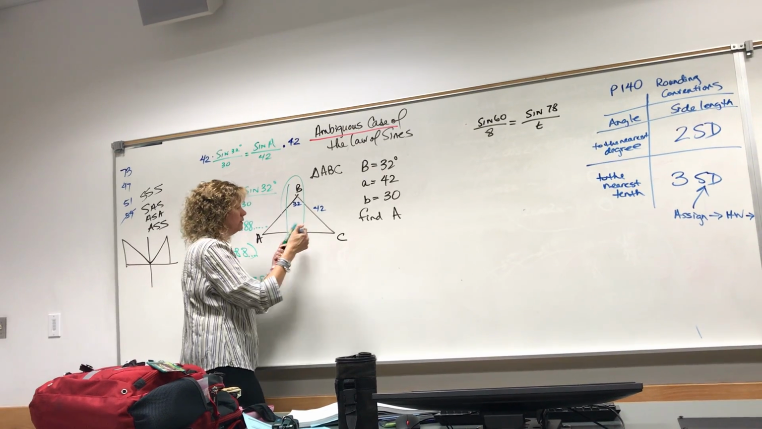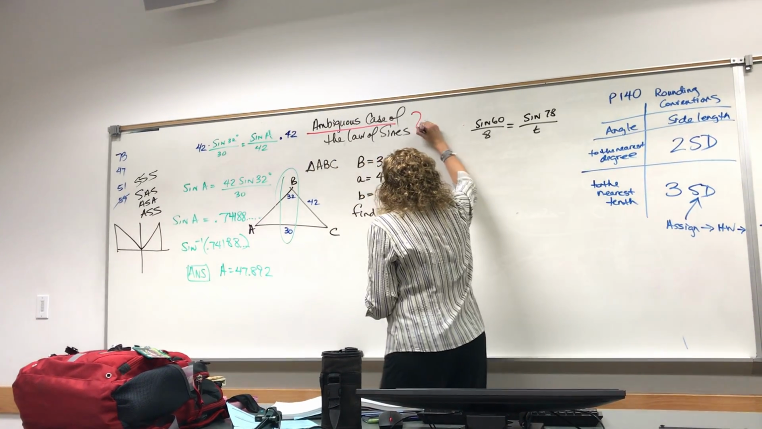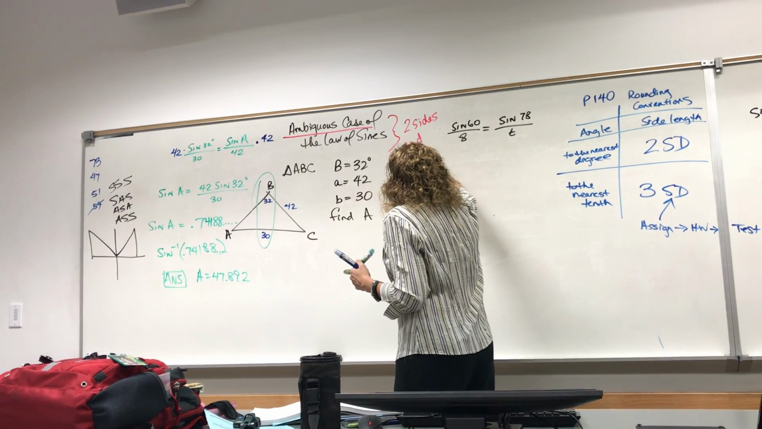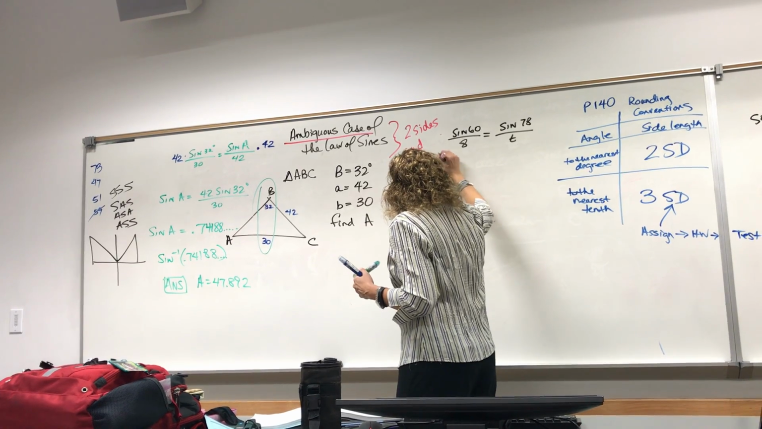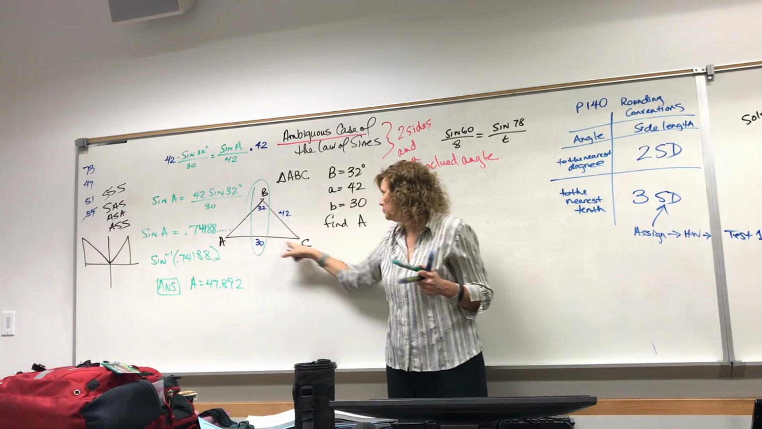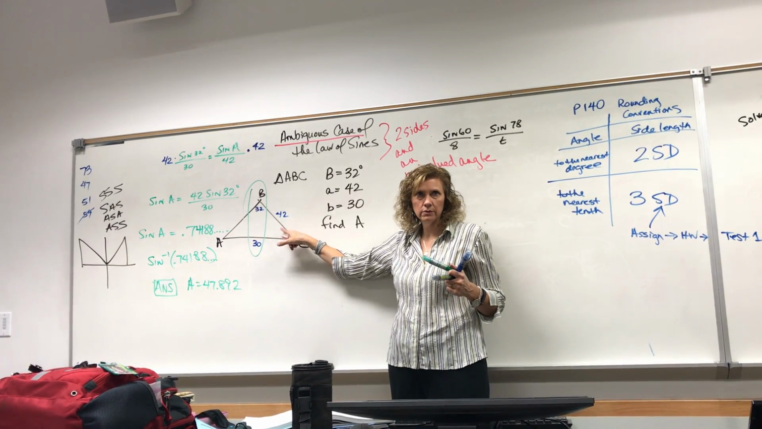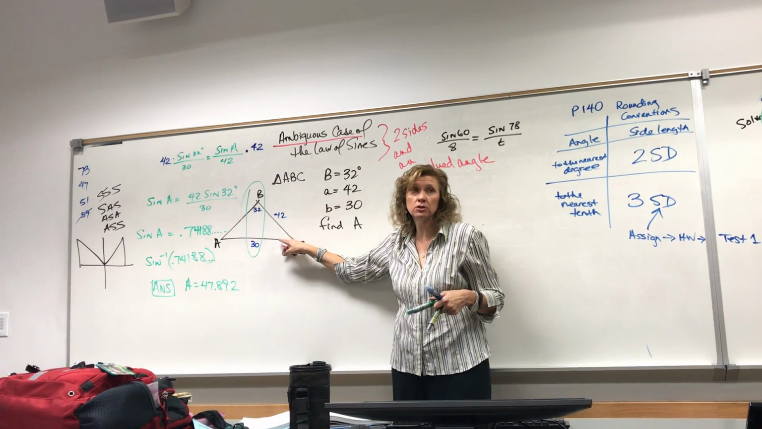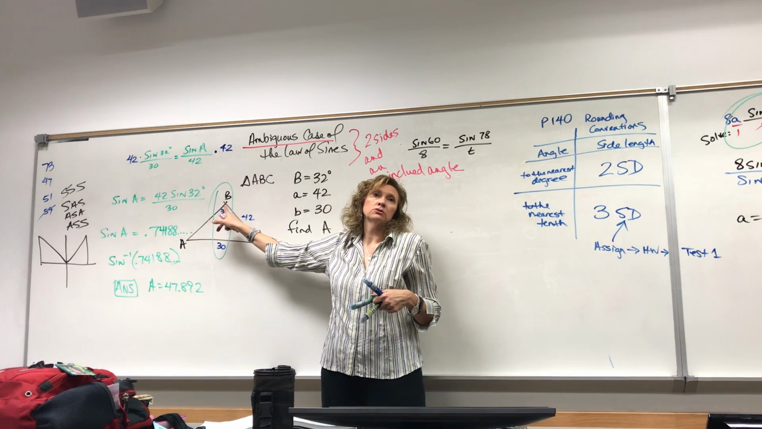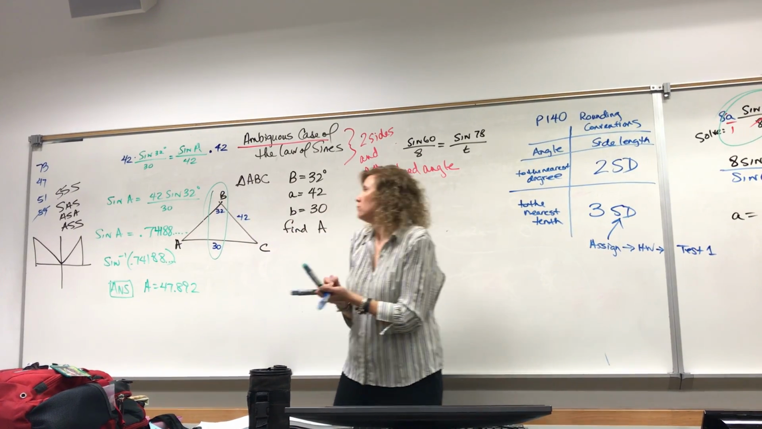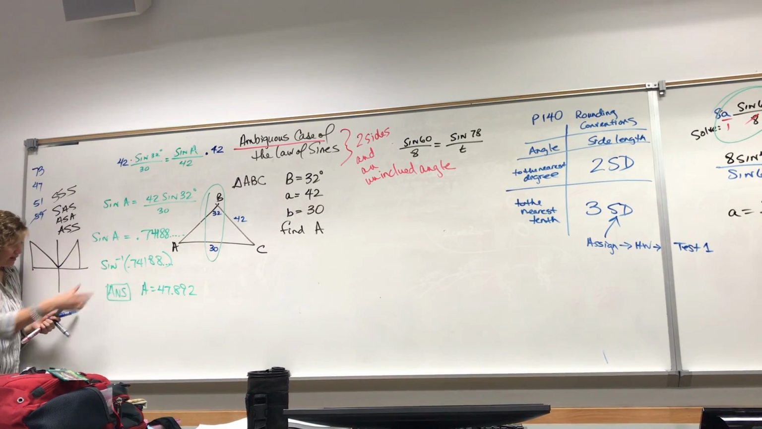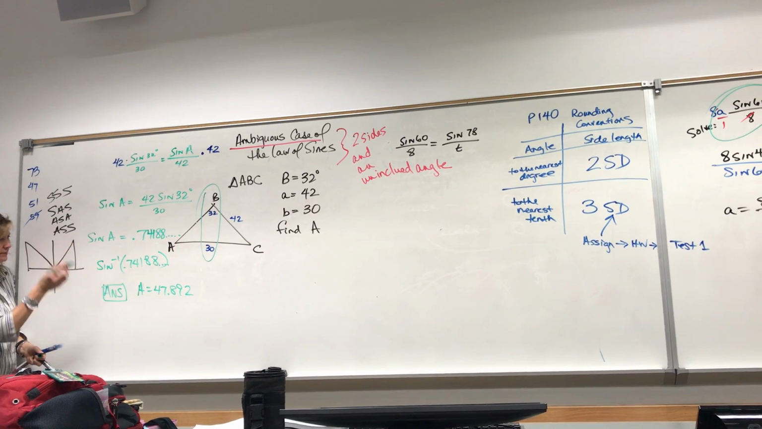Okay, so the ambiguous case in the law of sines occurs when we have two sides and an unincluded angle. The included angle between these two sides would be this right here. So angle C would be the included angle between those two sides. Angle A or angle B are considered unincluded angles. Now, how are we going to figure out what's going on? It's not that bad. And the answer is 47.9.